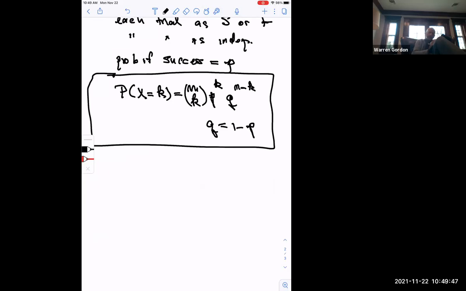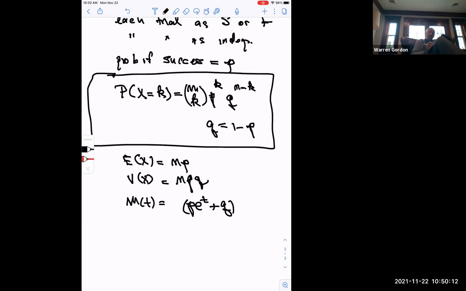I also showed that for the binomial distribution, E of X turns out to be n times p. V of X turns out to be n times p times q. And the moment generating function was, I think, (p e to the t plus q) to the nth power. Those are the properties of the binomial distribution. And you don't have to memorize these properties. They give them to you right in the book, and I'll provide them for you in the exam.